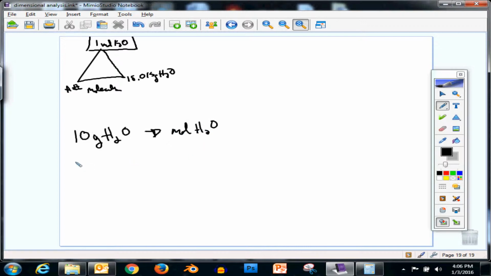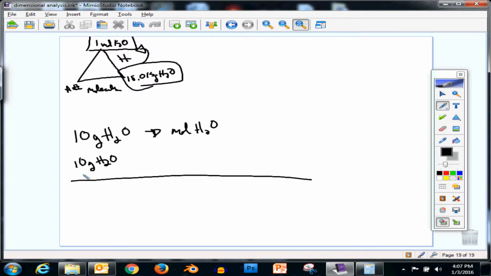So let's follow our process that we learned before with feet and inches. I'm going to convert grams of H2O to moles of H2O. So first step, what am I given? 10 grams H2O. What's my conversion factor going to be? Well, I look at my triangle, and I'm going from grams to moles. So that's my conversion factor. Hopefully by now you remember how to do this, so we're going to skip a couple steps.